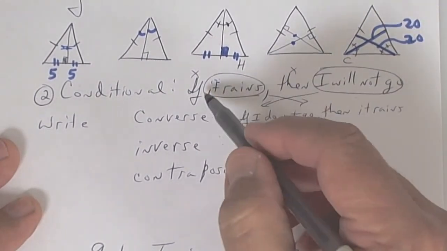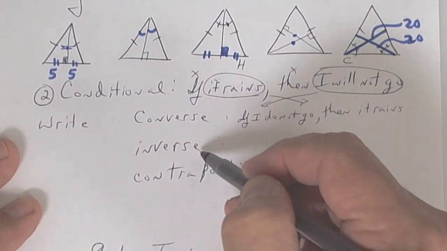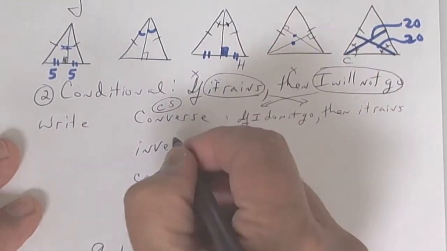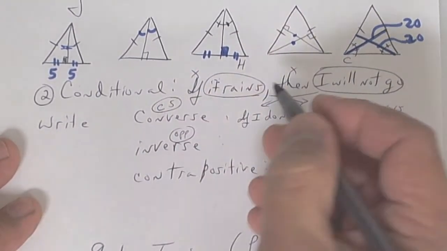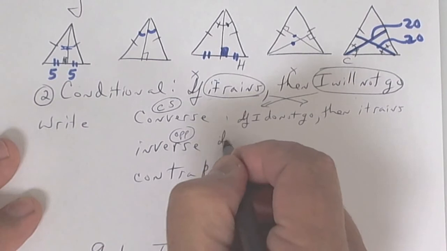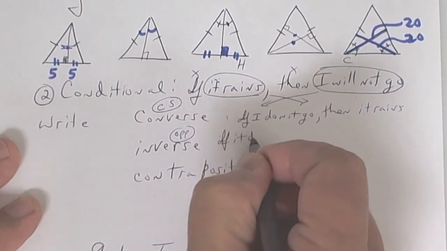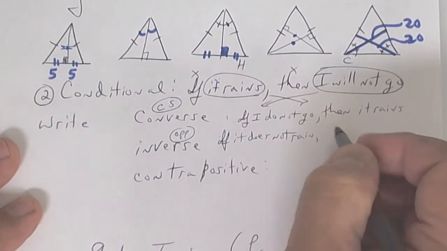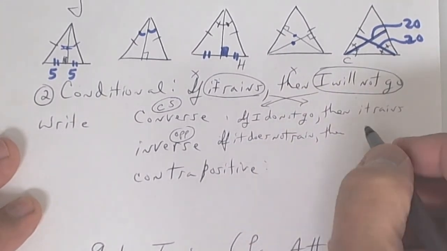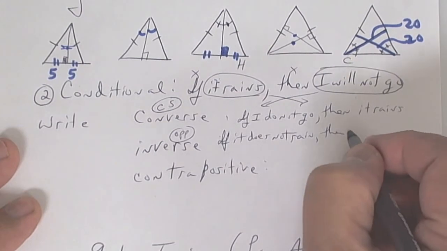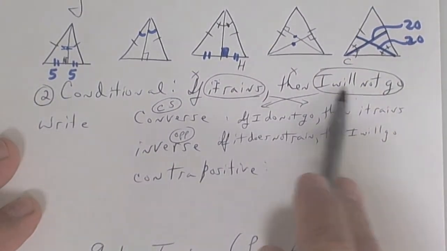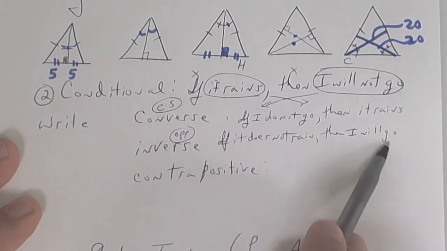The inverse, you go back to the original statement and you do the opposite. So converse is CS, so write that down. This one is opposite. So you're going to say, if it does not rain, then I will go. Okay, so the opposite of will not go is I will go.